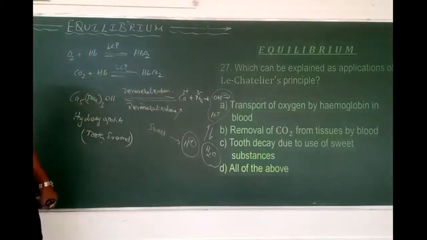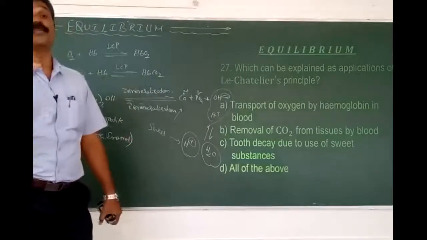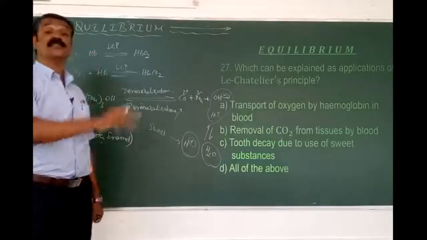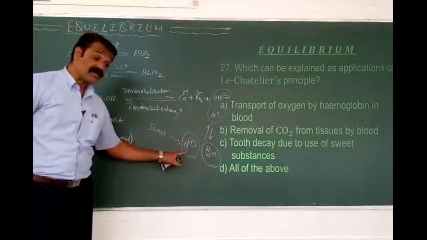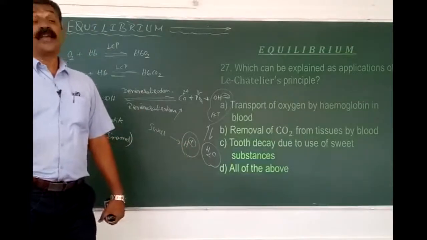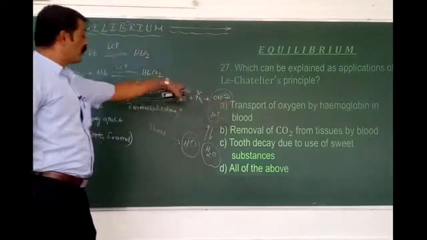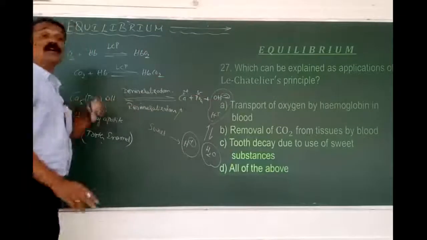The remineralization. That is why decay is due to the use of excess sweet substances. Because the excess sweet substances that we are taking produce H plus ions. It removes OH minus ions, such that it favors the backward reaction that is called remineralization.